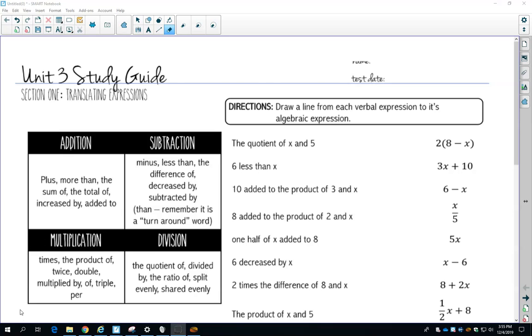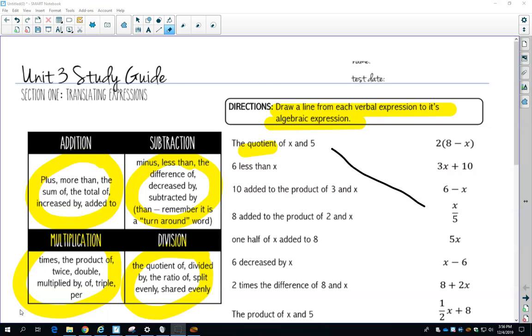Okay, the first problem, we're translating. We're drawing a line from each verbal expression to its algebraic expression. So over here, make sure you look at all these words to help you. And we'll go ahead and get started. So the quotient of x and 5, quotient means to divide, so that's going to be your answer. 6 less than x, remember, it's minus 6. So the minus 6 is actually going to come after your x.